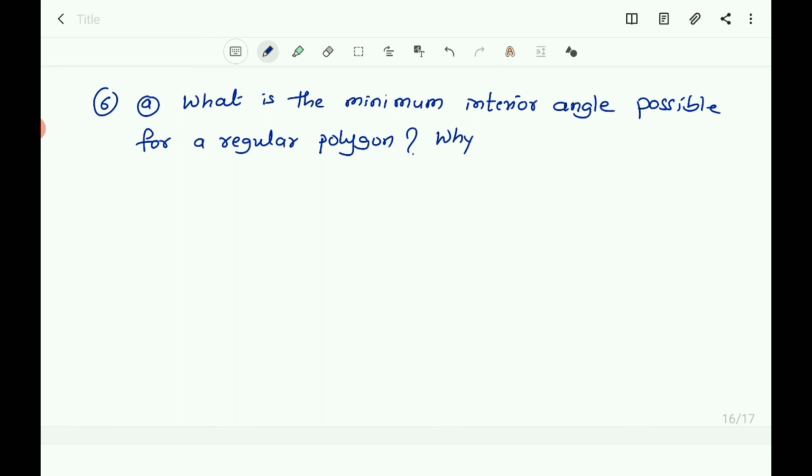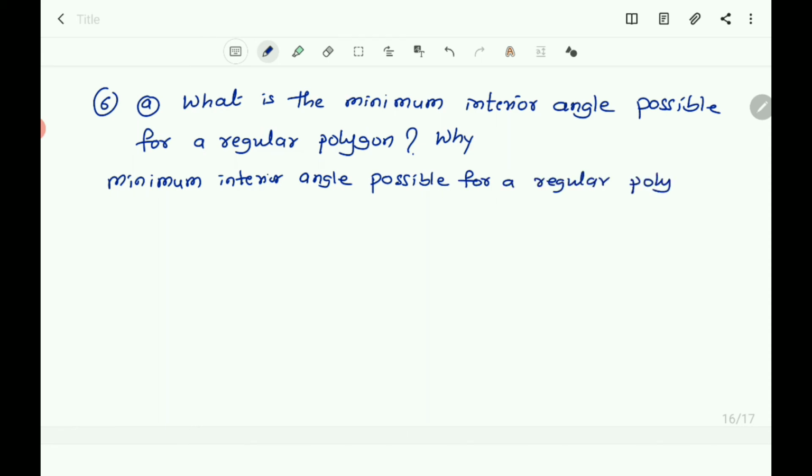So you can write first answer, minimum interior angle possible for a regular polygon is 60 degree. That is the minimum, as it is a regular polygon.